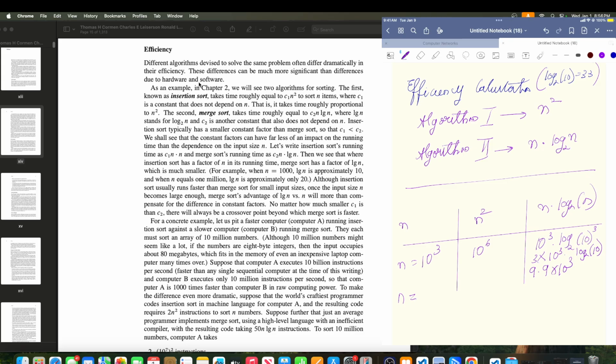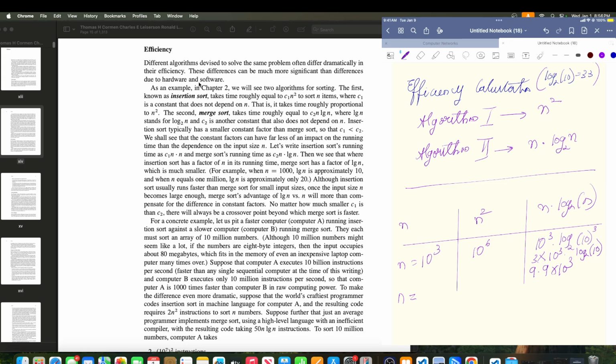Let's put a faster computer A running insertion sort and a slower computer B running merge sort. Each must sort an array of 10 million numbers. The 10 million numbers might seem a lot, but if the numbers are 8-byte integers, then the input occupies about 80 megabytes, which fits in the memory of even an inexpensive laptop computer many times. Suppose that computer A executes 10 billion instructions per second, faster than any single sequential computer at the time of writing.